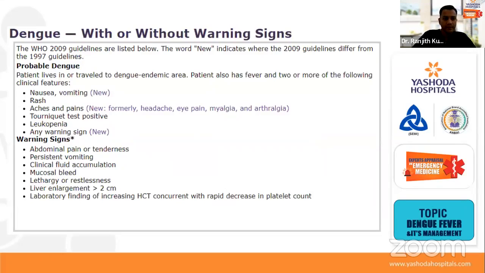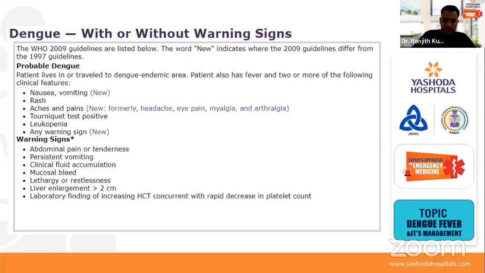People living in or traveling to dengue endemic areas who present with fever and have two or more of the following features might have probable dengue, because even before the biochemical tests are done, we need to suspect it could be dengue. These are the new additions when compared to the previous dengue definition. They can present with nausea, vomiting, rash, body pains.